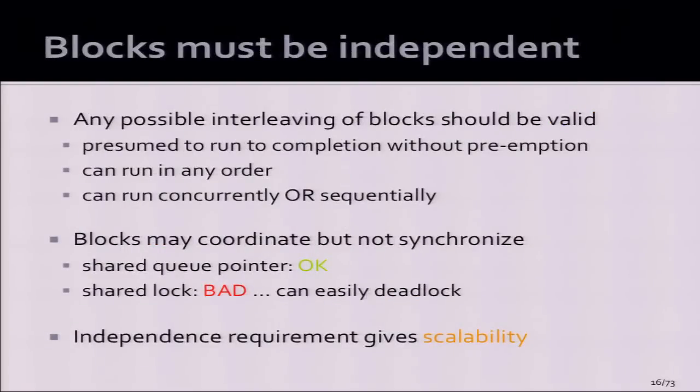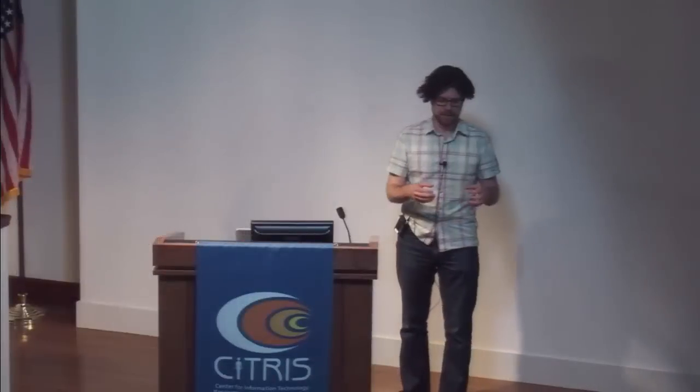All right. So blocks need to be independent. Any possible interleaving of blocks should be valid, and the blocks are presumed to run to completion without preemption. So they can run in any order, they can run concurrently or sequentially. So you can't really assume when you're writing the program that block number 0 and block number 1 are concurrent at the same time. And that gives us scalability because a CUDA program can run on a processor with 1 core on it, or it can run on a processor with 30 cores on it. And the exact same binary needs to be able to run on both. So this independence assumption gives us that scalability.